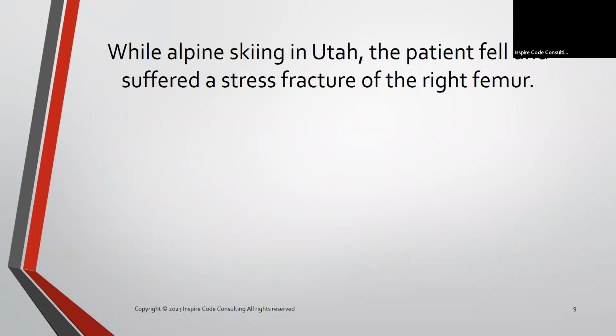Now, while alpine skiing in Utah, the patient fell and suffered a stress fracture of the right femur. So what we want to do here is know, what is the injury? The injury is the stress fracture of the right femur. Okay, where were they? You want to know where the place of occurrence was, and you want to know the activity, so you can tell the story of how they got this stress fracture.